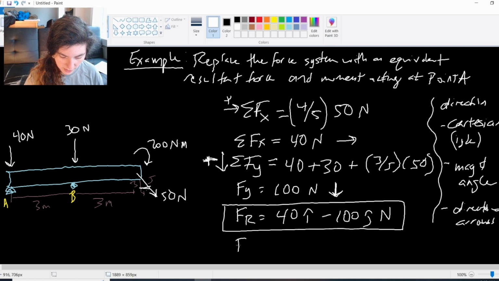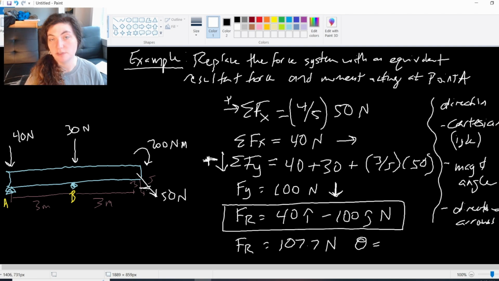You could also find the magnitude and direction, right? So if I do 40 squared plus 100 squared, take the square root of that, I think I get around 107 newtons. And then I would also need to specify an angle, right? So that would be arctangent of negative 100 over 40, and that would give me the angle. I don't have an angle written here. Let me calculate it really fast.